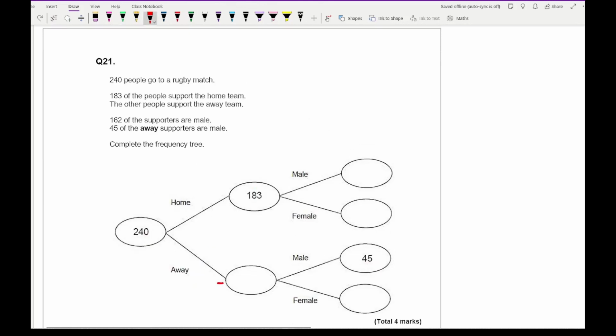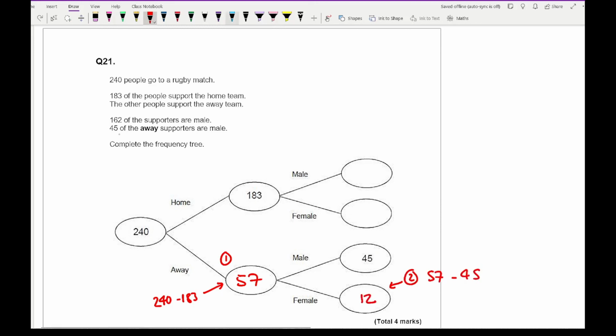So the first one to complete is this one here, and I do this by doing 240 minus 183, which gives me an answer of 57. Now once I've got that total, I can work out what this one here is going to be by doing 57 minus 45, which is 12.